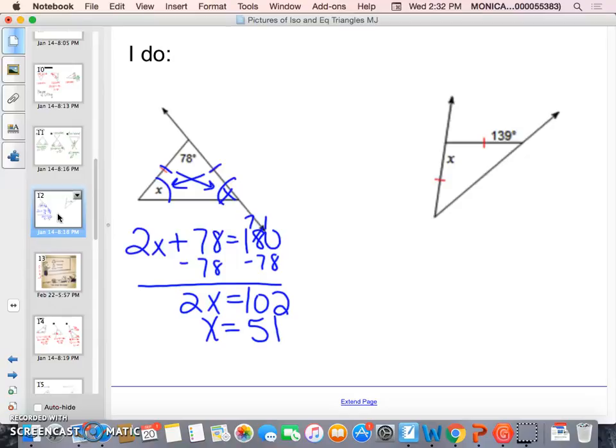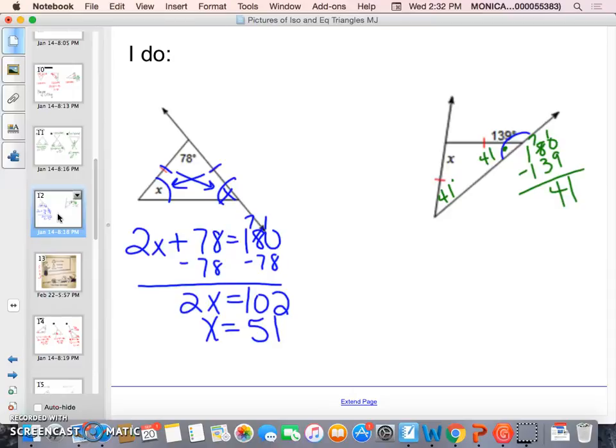Over here I got another isosceles triangle. And in this case, I see that this exterior angle here is 139 degrees, and I know that this is going to make a linear pair. So I'm going to simply take 180 minus 139 to find this angle right here. So this is 41 degrees. And I know this one's 41 degrees because it's opposite this side, so that means this one, we call those the base angles, is also going to be 41 degrees.